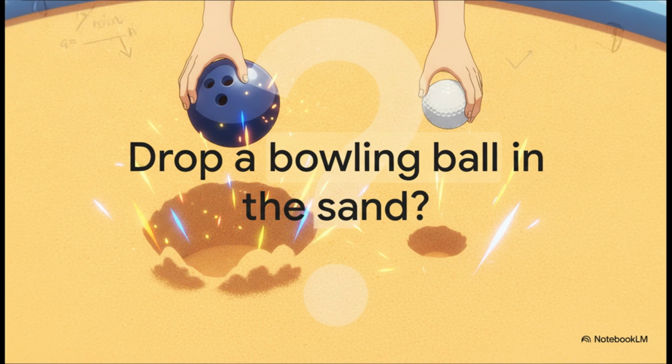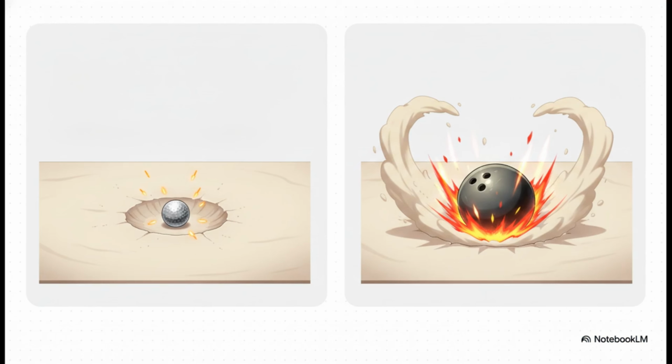Picture this. You're standing over a sandbox, and you drop a bowling ball and a golf ball from the exact same height. You already know what happens, right? The bowling ball creates this absolutely massive crater. But let's actually unpack the physics of why that huge disparity exists, especially since gravity is pulling on both of those balls equally. It actually boils down to a pretty straightforward linear relationship between mass and kinetic energy.